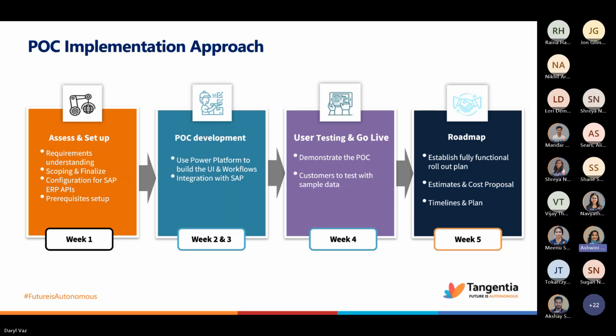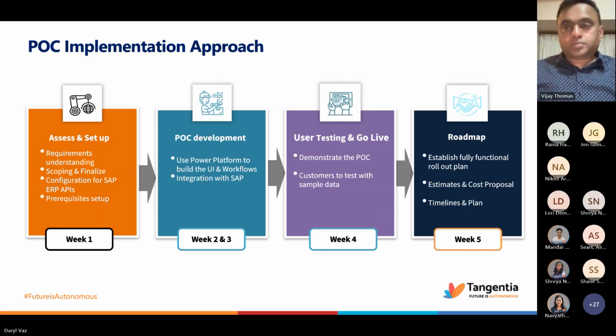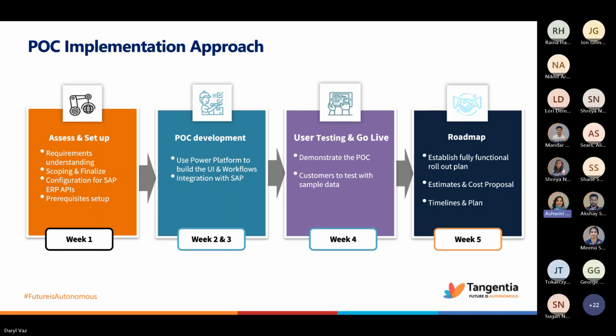So this is the POC implementation approach. What we are doing is Tangentia is offering a proof of concept to its customers where we would be picking up one use case. You could choose the use case. It could be procure to pay, it could be order to cash, or it could be any of your supply chain related, your retail business related, any manufacturing related. You pick up the use case and we shall do the POC in 4 weeks time.